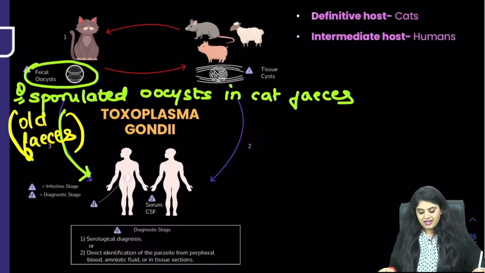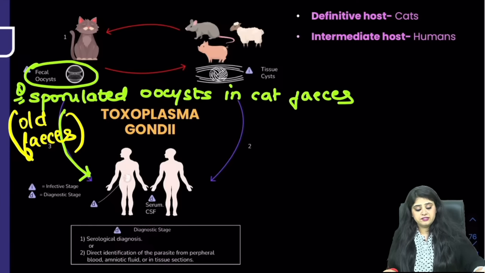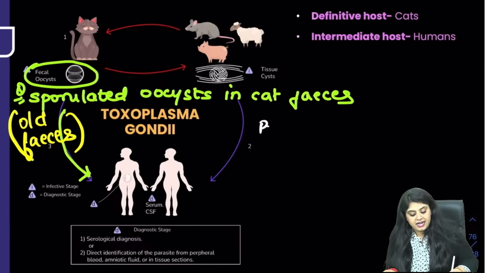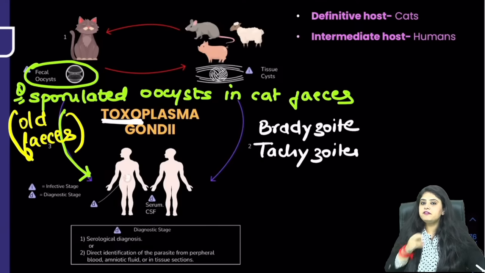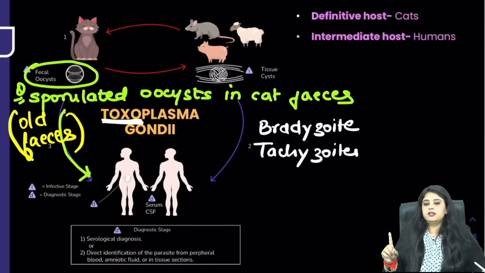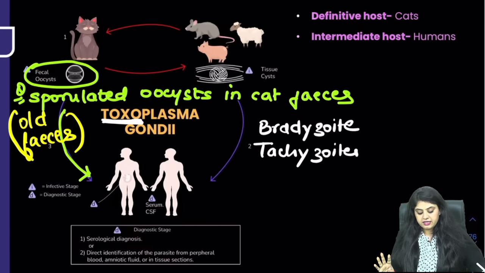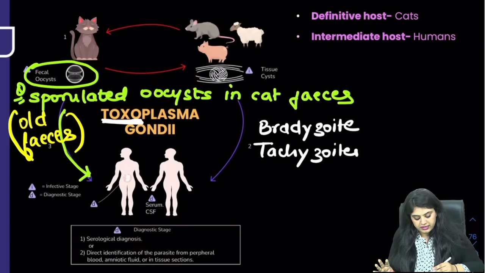Okay, having said that, what else? Is it only oocyst? No. Even bradyzoites can be infective to humans, and even tachyzoites can be infective to humans. So ultimately I realize that Toxoplasma is damn toxic. Damn toxic means every form is infective to humans. Sporulated oocyst, tachyzoite, bradyzoite. Everything can come to us. Okay? Everyone settled with this? Let's move on to the next life cycle.